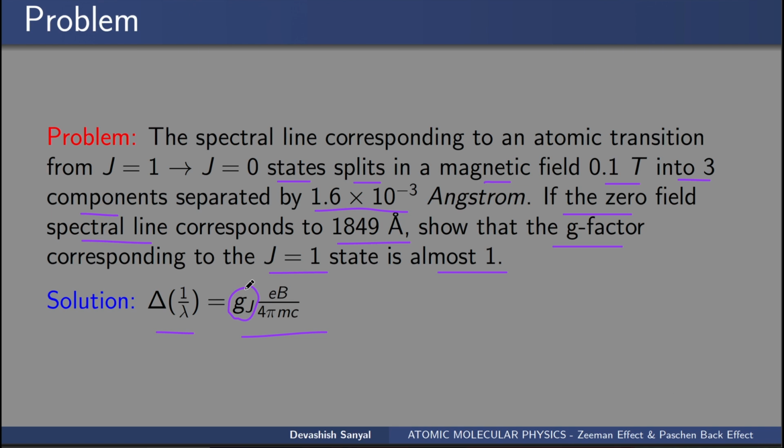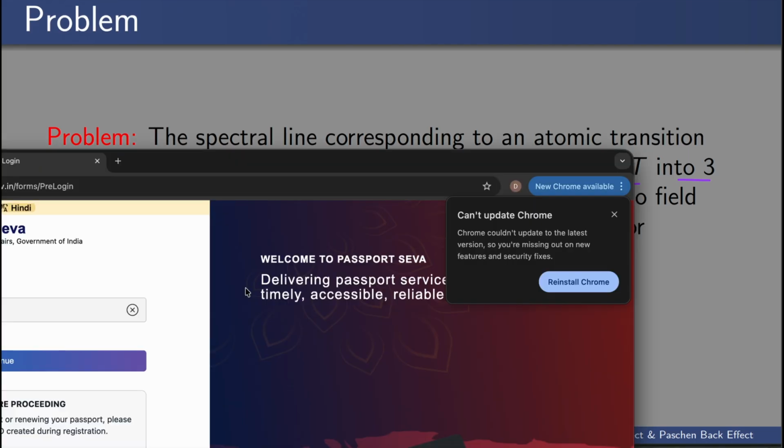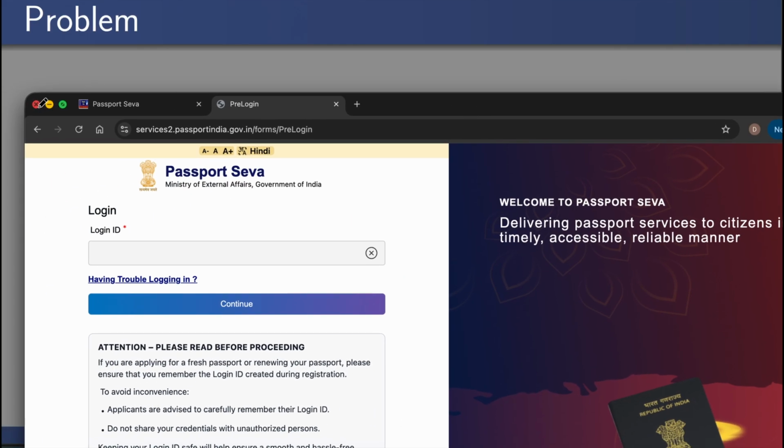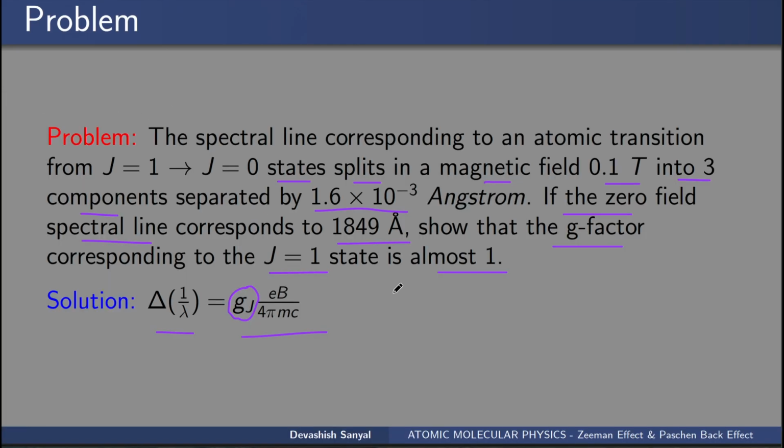Or if you know the Bohr magneton, then you have to know only the value of c. Okay, so this problem is done.